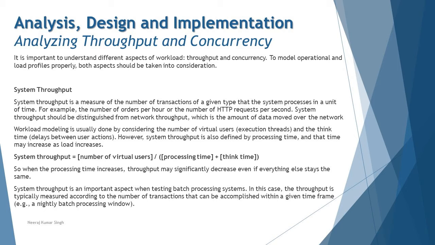Now, system throughput is calculated as the number of virtual users divided by the sum of processing time plus think time. So processing time is added to think time, and the number of virtual users is divided over that, which gives you the system throughput. When the processing time increases, throughput may significantly decrease even if everything else stays the same. So we just want to understand that this is how we calculate the system behavior and how processing time relates to it.